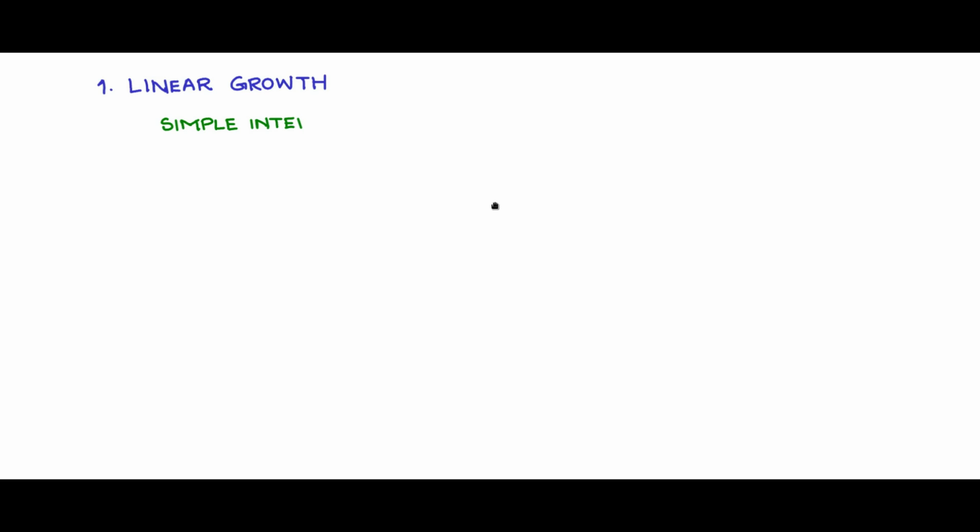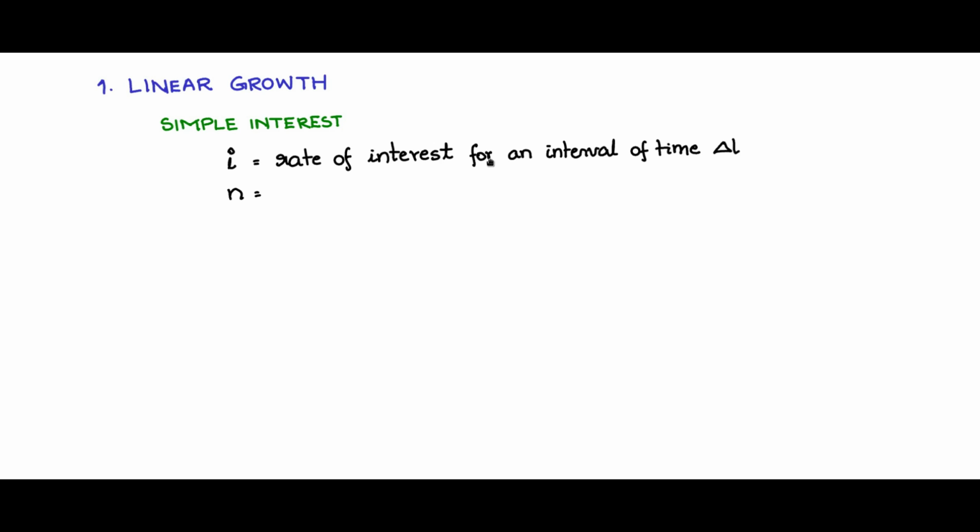Simple interest is a typical example of linear growth. There the key variable is I, which is called the rate of interest. N is the number of intervals. Now the rate of interest is for an interval of time delta t, and n is a variable associated with the number of time intervals delta t under consideration.